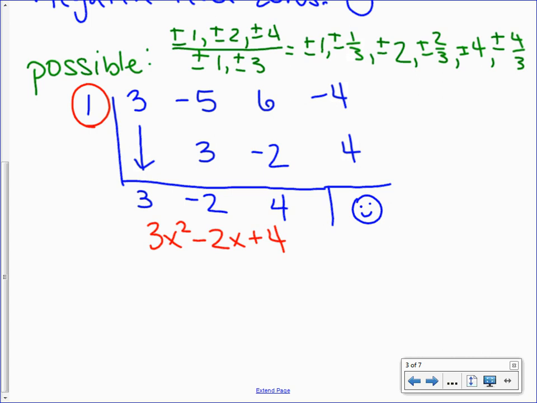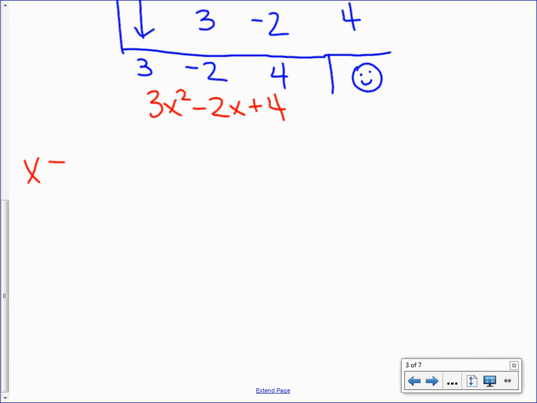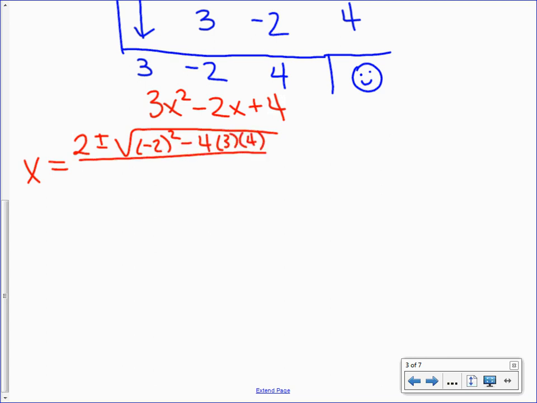Can we factor this? What do you think? That negative 2x in the middle is going to be really hard to get, isn't it? This isn't going to factor. So now what is our option? X equals negative b plus or minus the square root of b squared minus 4ac all over 2a. This is not going to take that much time.